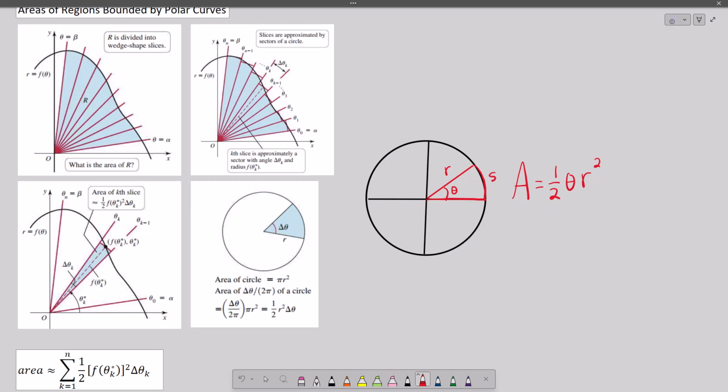In order to get that, you just take the ratio of the full circle area, pi r squared, and that ratio is going to be theta over 2 pi. You're taking a portion of the full circle. But however you want to get to it, this is the area of a sector of a circle, 1/2 theta r squared. That is the area of a sector.